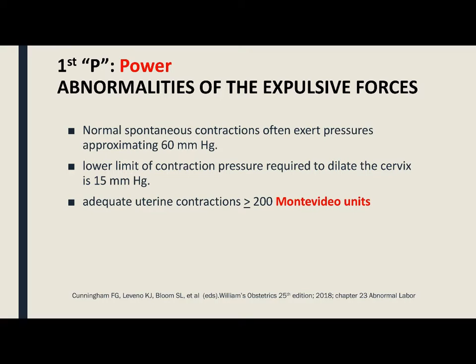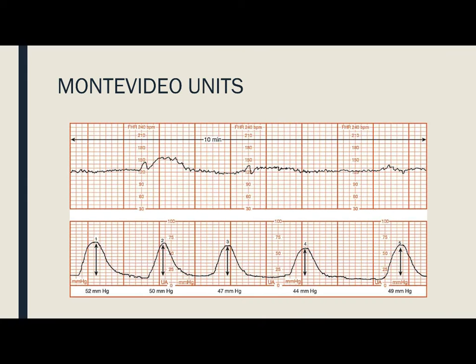Experts have defined that adequate uterine contractions should be at least 200 Montevideo units in a period of 10 minutes. So how do we compute the Montevideo units? Of course, we compute the Montevideo units only for a patient who is in active labor. First, we have to generate a 10-minute fetal strip like so. In this fetal strip, we see that there are about 5 uterine contractions.